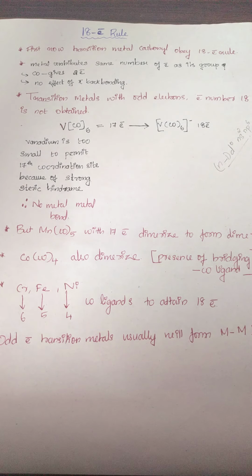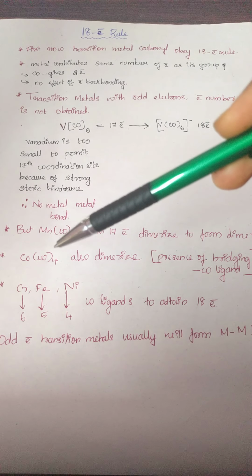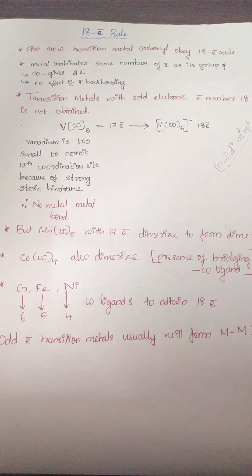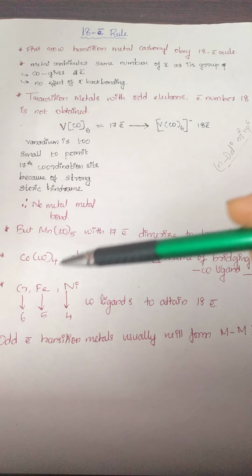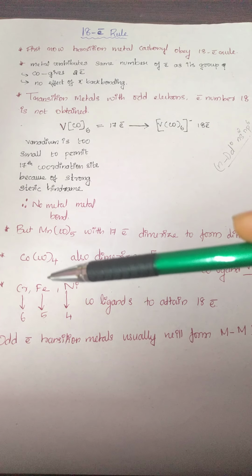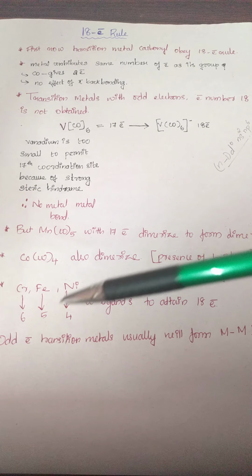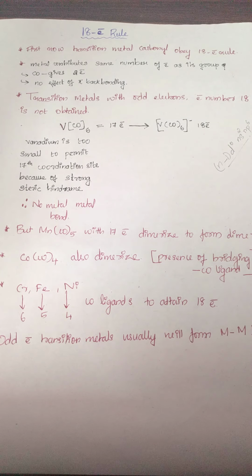Likewise the cobalt complex Co(CO)4 will also be able to dimerize, and in the case of cobalt there will be a bridging CO ligand. Then moving on to further examples, chromium, iron and nickel bond with 6, 5 and 4 ligands. Chromium binds with 6 carbonyl ligands, iron with 5 carbonyl ligands, and nickel with 4 carbonyl ligands to obtain 18 electrons.